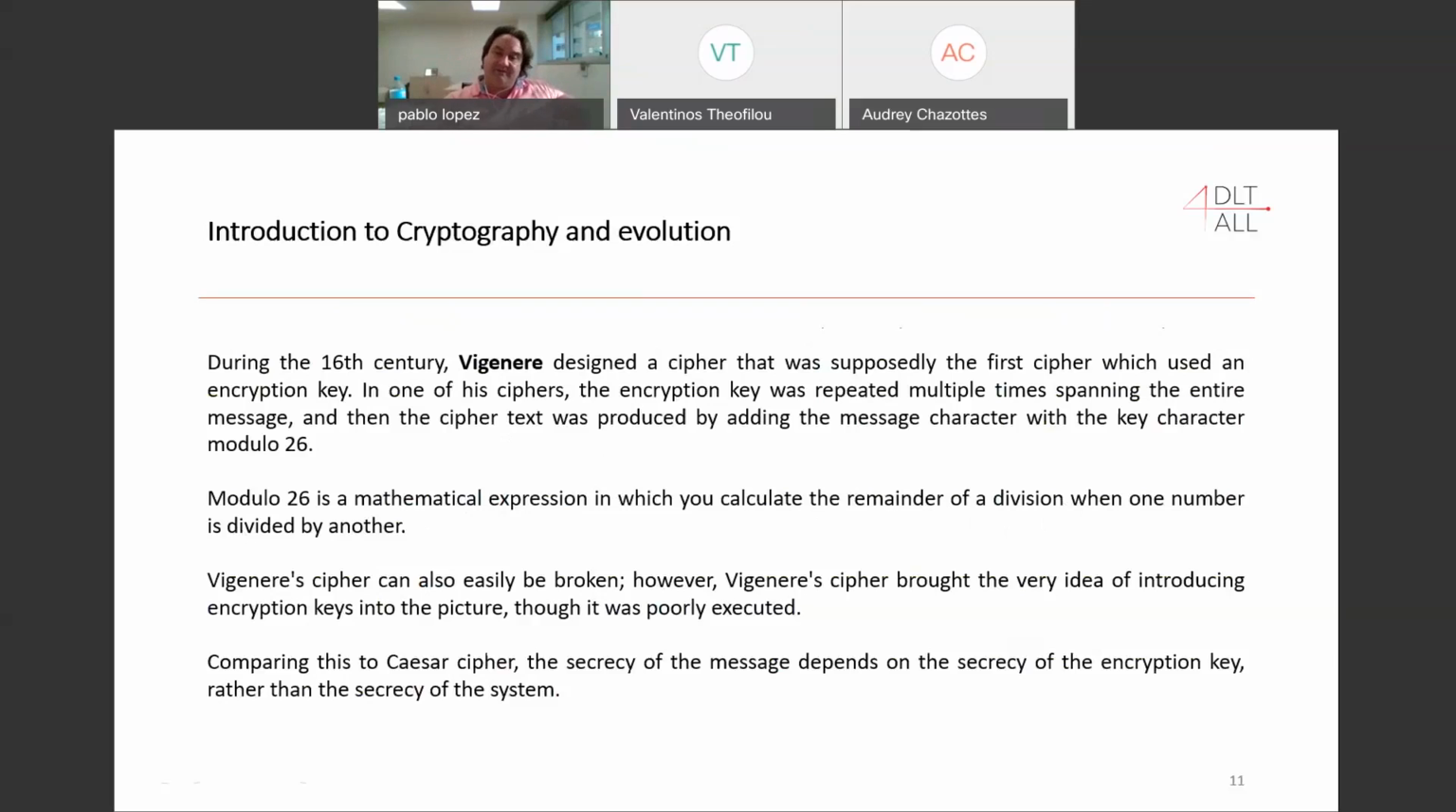However, the Vigenère cipher brought the very idea of introducing encryption keys into the picture. So it was poorly executed. Comparing these two ciphers, the security of the message depends on the security of the encryption key rather than the security of the system. This is important because it changes how we can now put the focus on the encryption key and not on the message.